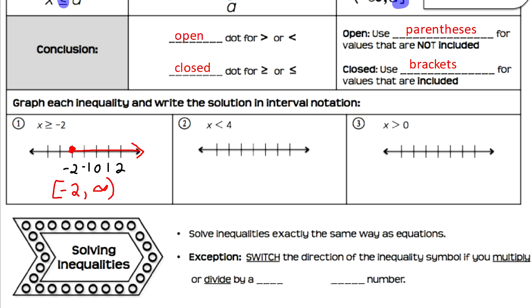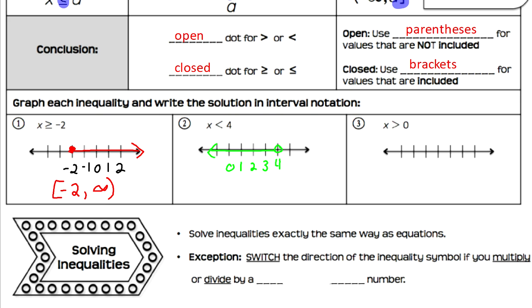Number 2 says x is less than 4. So again, on my number line, I'm going to put maybe 0, 1, 2, 3, 4. So at 4, since it's less than, I'm going to do an open dot, indicating that 4 is not part of the solution set, but all the numbers to the left of 4 are, or all the numbers less than it are. So I'm going to use my arrow to indicate that on the graph.